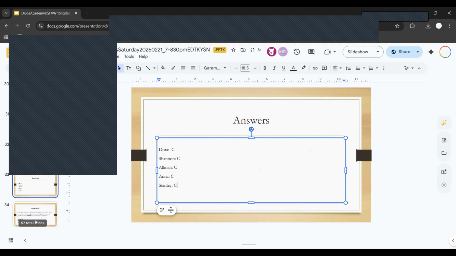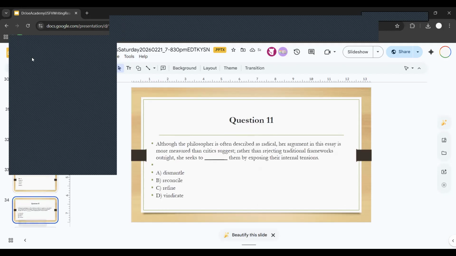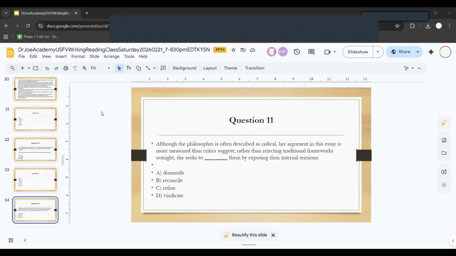All right, let's take a look at question 11. Shannon, can you please go ahead and read this question? Although the philosopher is often described as a radical, the argument in this essay is more measured than critics suggest. Rather than rejecting traditional frameworks outright, she seeks to blank them by exposing their internal tension.